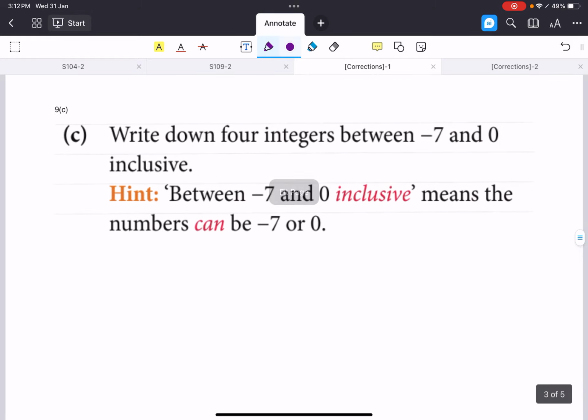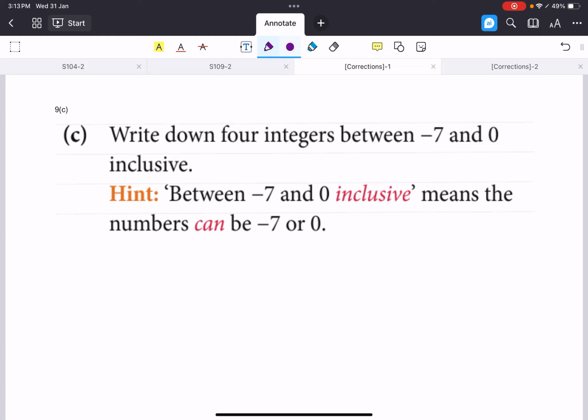Well, the next one, they want us to write down 4 integers between -7 and 0. Now, this is quite straightforward. The reason this question is chosen for you to practice is because I want to make use of this opportunity to explain the meaning of the word inclusive.